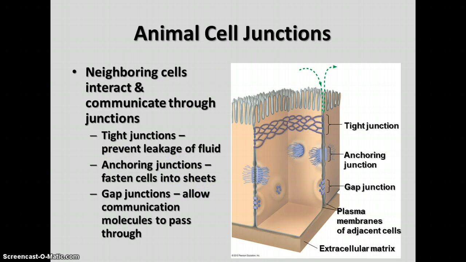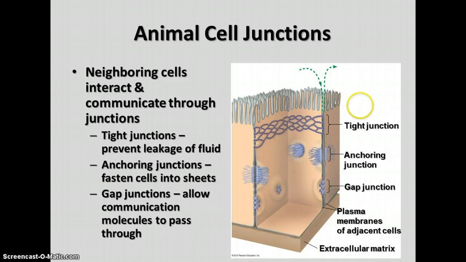Now, neighboring cells do interact with each other. They are separate cells, but there are ways that they can interact and communicate, and that's through certain types of junctions. In animal cells, there are several different kinds of junctions. There are tight junctions, which help prevent the leakage of fluid. You see it here as kind of a woven system of fibers that form that tight junction, and it keeps the group of cells in the tissue from losing moisture or leaking fluid.